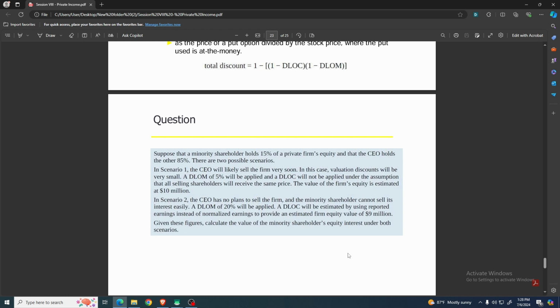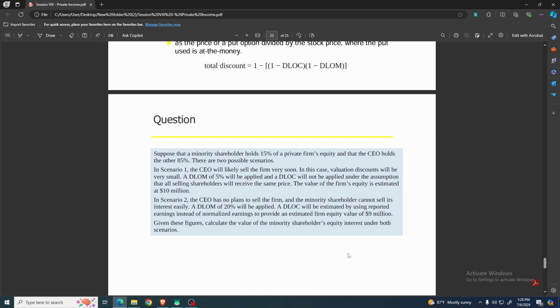So in scenario 1, where the CEO is going to sell the firm, it demonstrates a situation with minimal discounts due to the impending liquidity because of the expected sale of the company, while scenario 2 shows substantial discounts reflecting both control and marketability issues. So the first one had only marketability issues of 5% because you are going to sell the firm soon, but in the second scenario, the firm is no longer going to be sold. The CEO has no plans to sell the company.